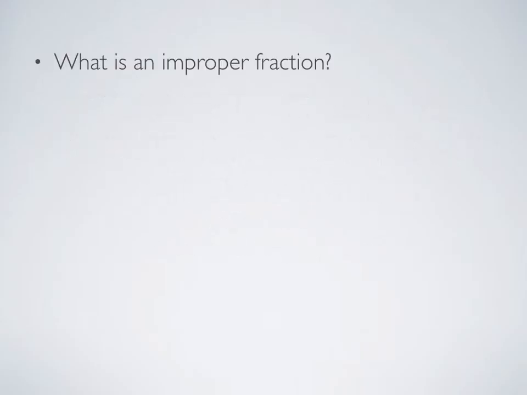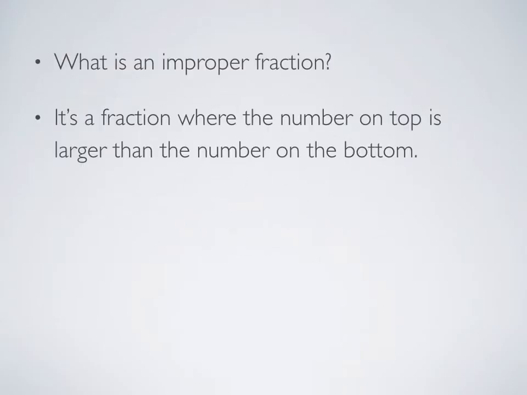What's an improper fraction? It's a fraction where the number on top, the numerator, is larger than the number on the bottom, the denominator. In this example, 19 is larger than 8. 19 is the number on top, the numerator. 8 is the number on the bottom, the denominator. So it's an improper fraction.